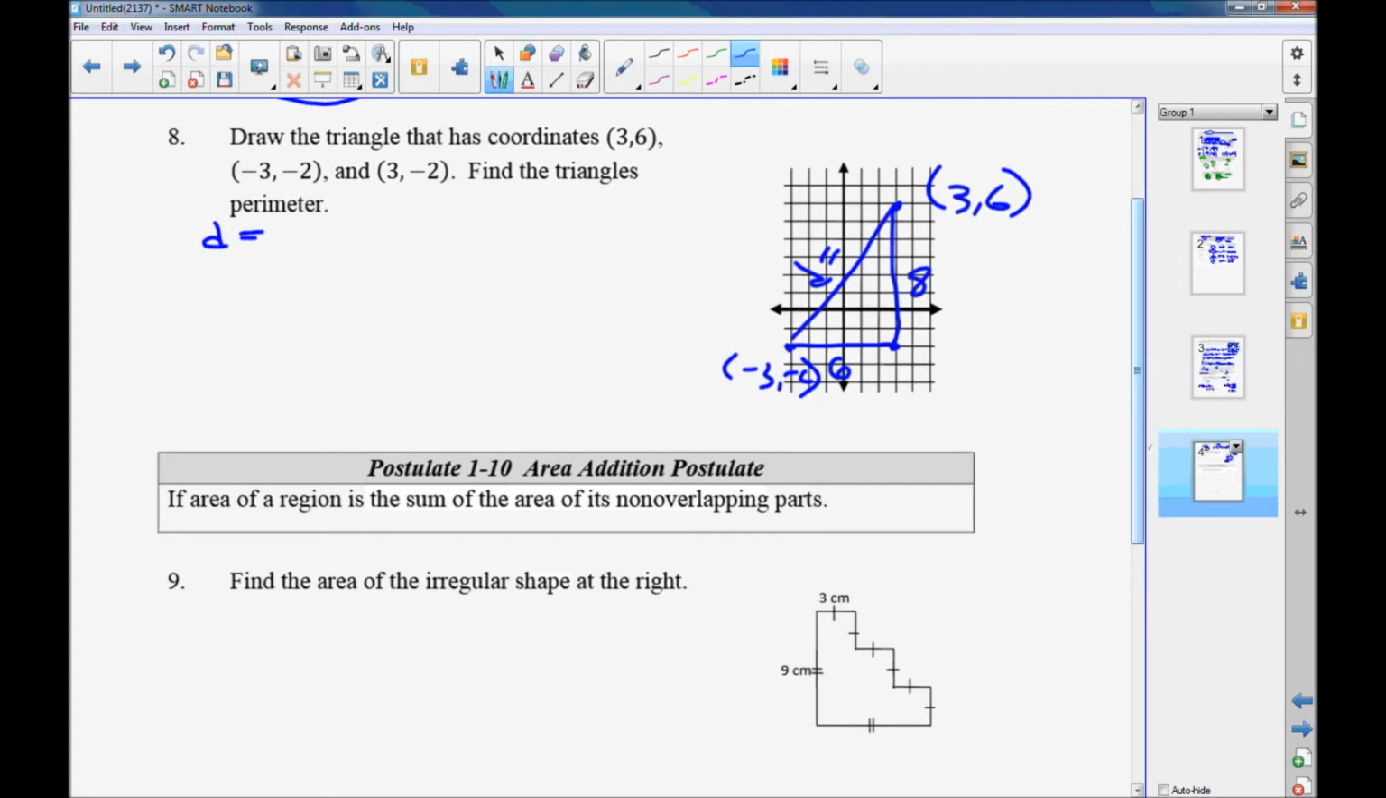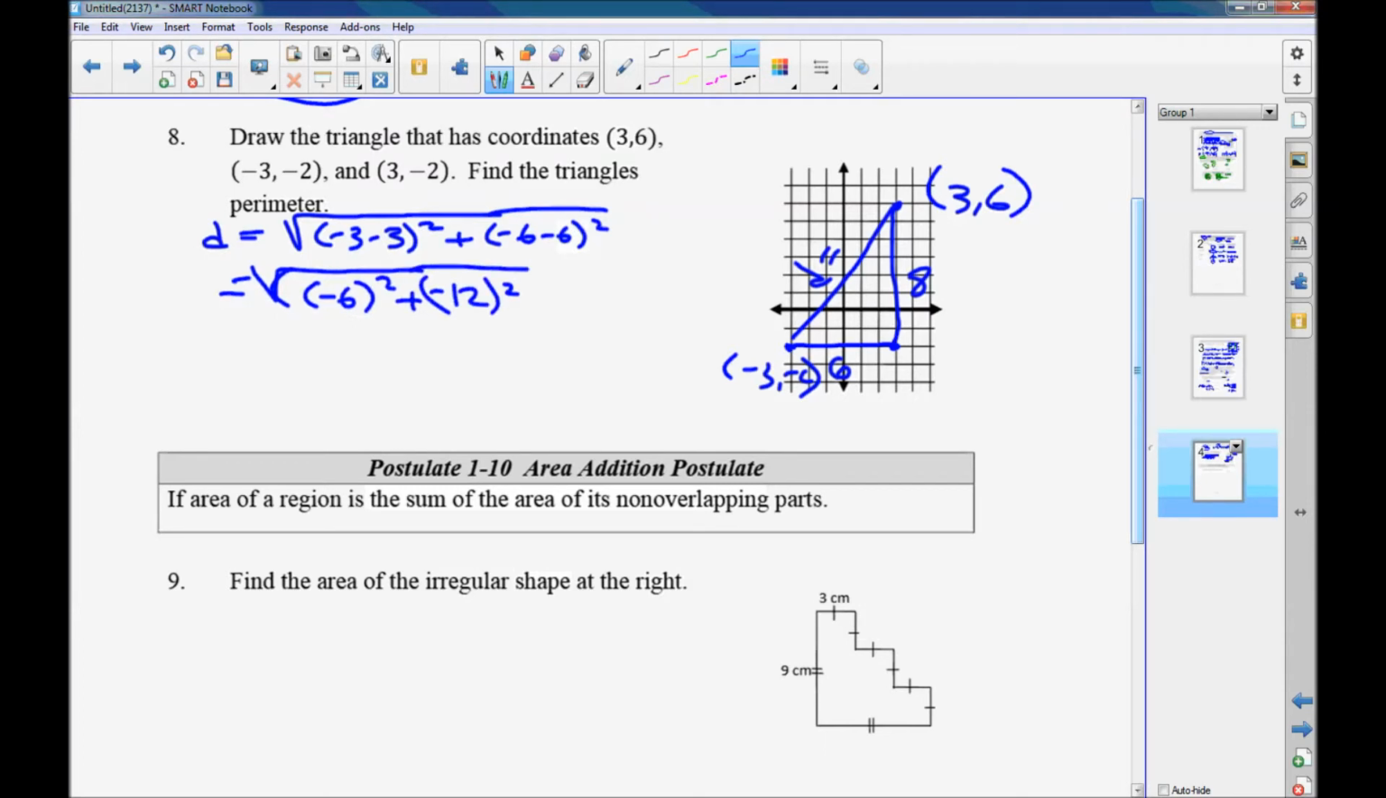All right, so we're going to have to use our distance formula to find that length, and then we can do the perimeter afterwards. So the distance formula is the square root of (-3 minus 3) squared plus (-2 minus 6) squared. And we work that out. That's the square root of negative 6 squared plus negative 8 squared. Negative 6 squared is 36, and negative 8 squared is 64.